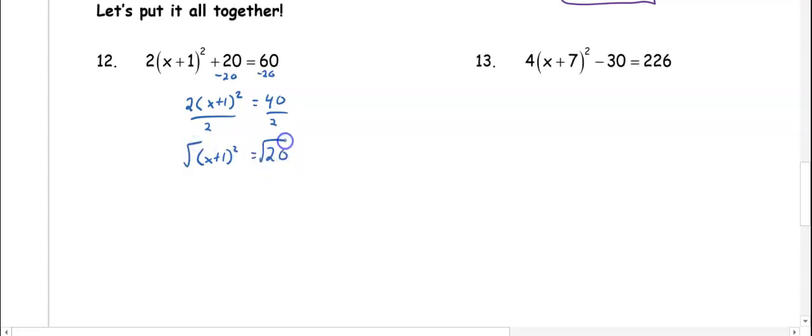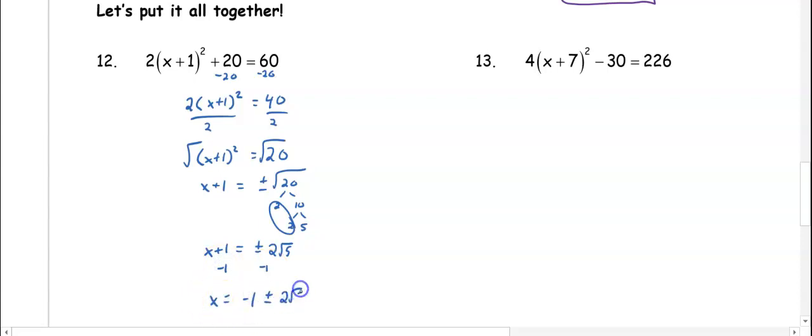We're going to take the square root. So x plus 1 equals plus or minus the square root of 20. We can break down the square root of 20. So we have 2 and 10, 2 and 5. So x plus 1 equals plus or minus, we have a pair of 2's with a 5 left over, so 2 root 5. We're going to subtract 1 from both sides, so x equals negative 1 plus or minus 2 root 5.